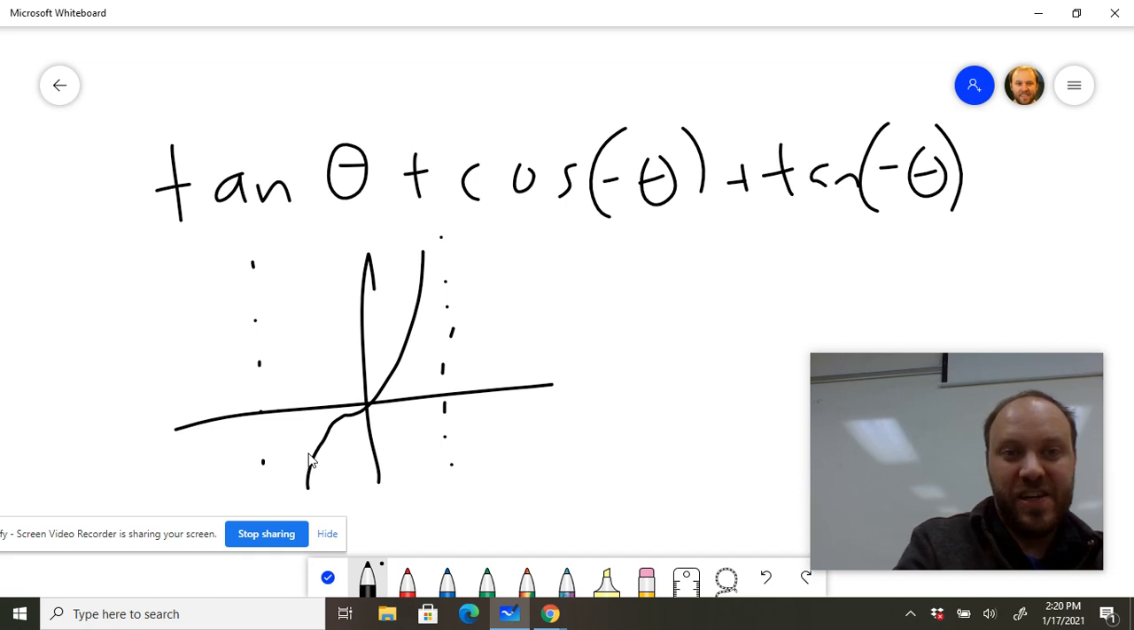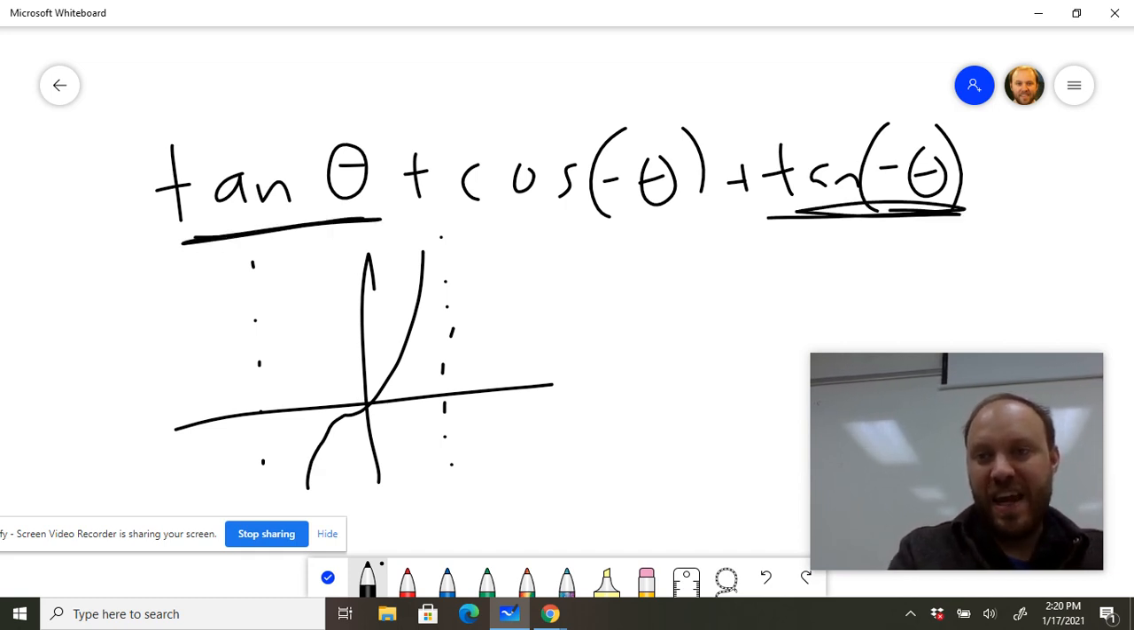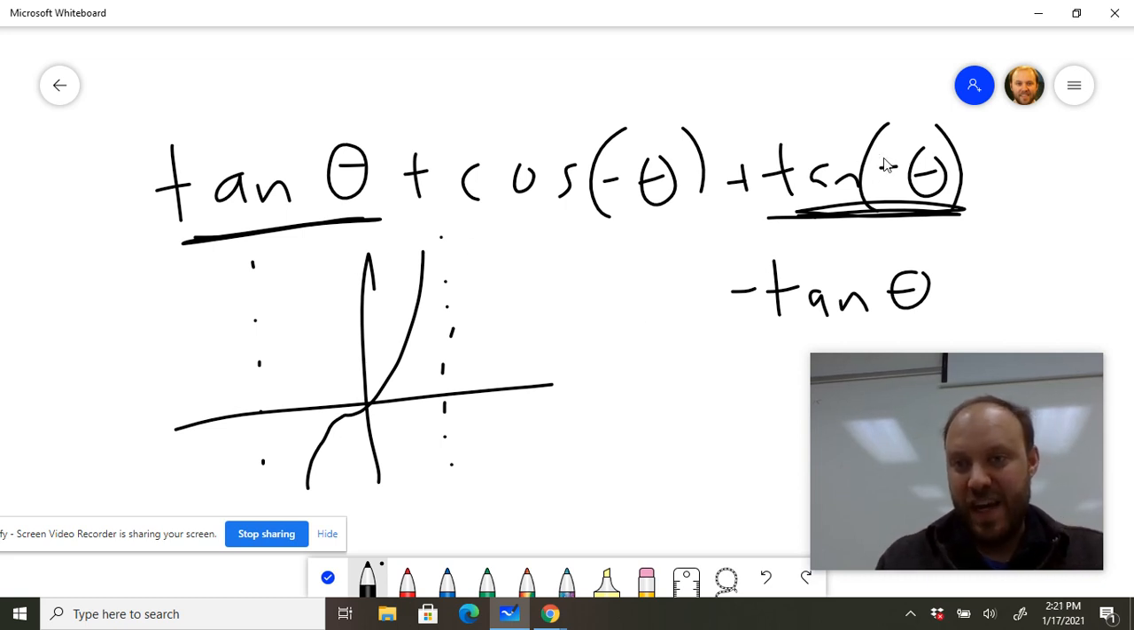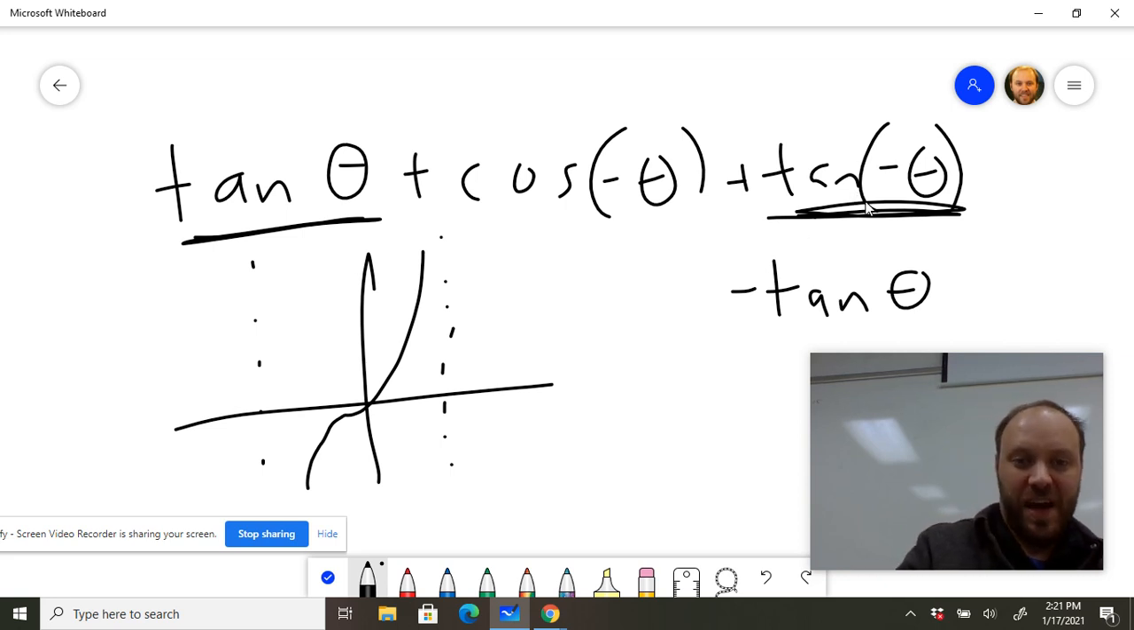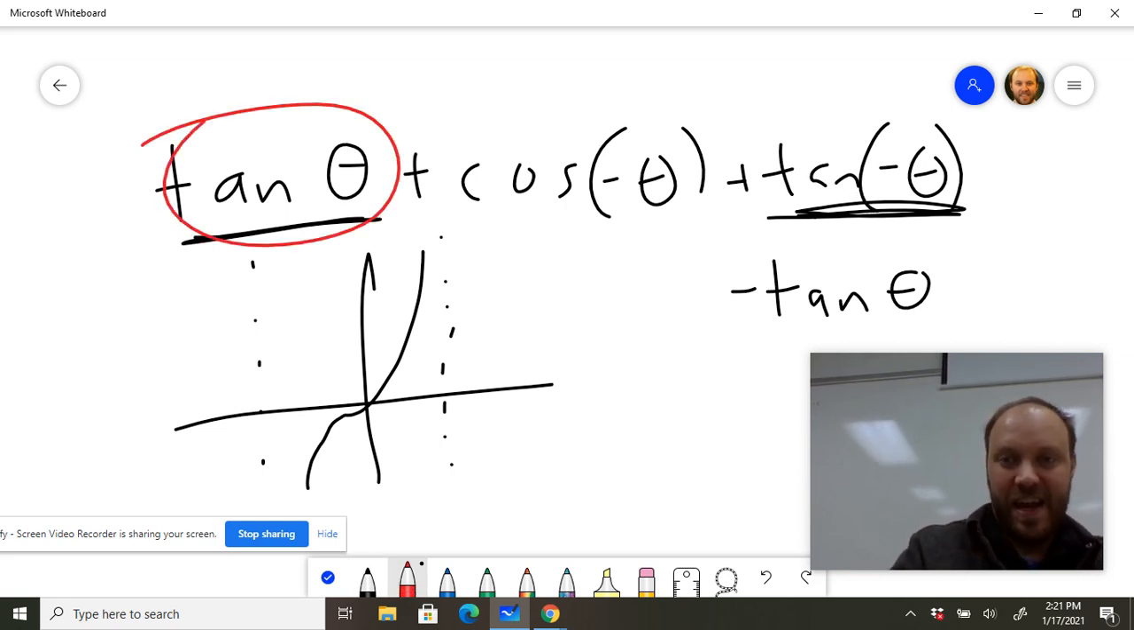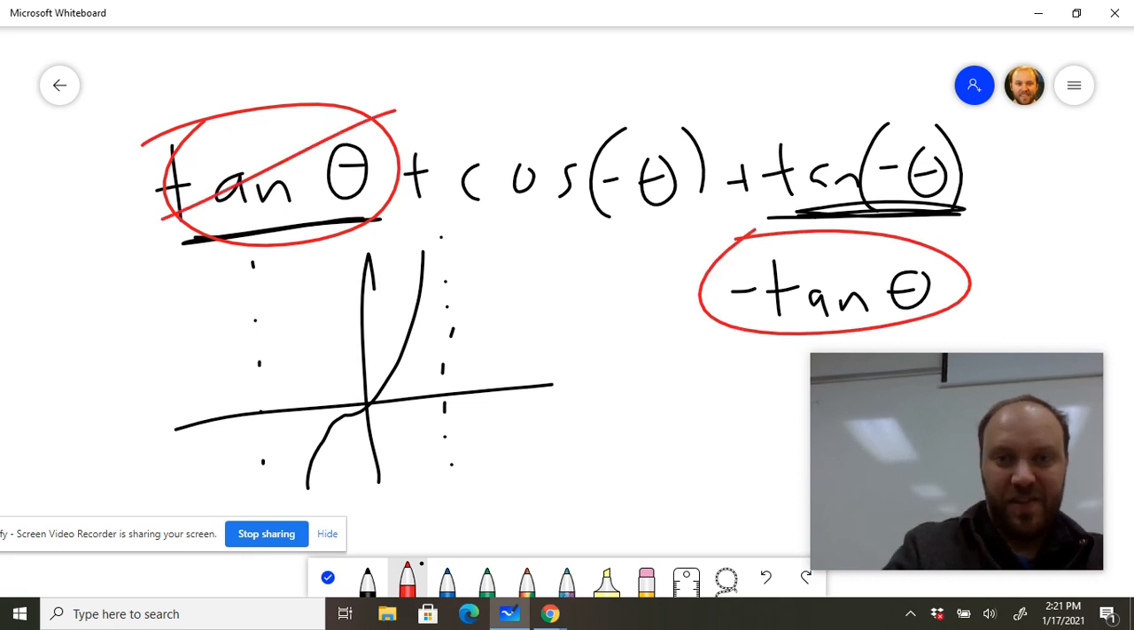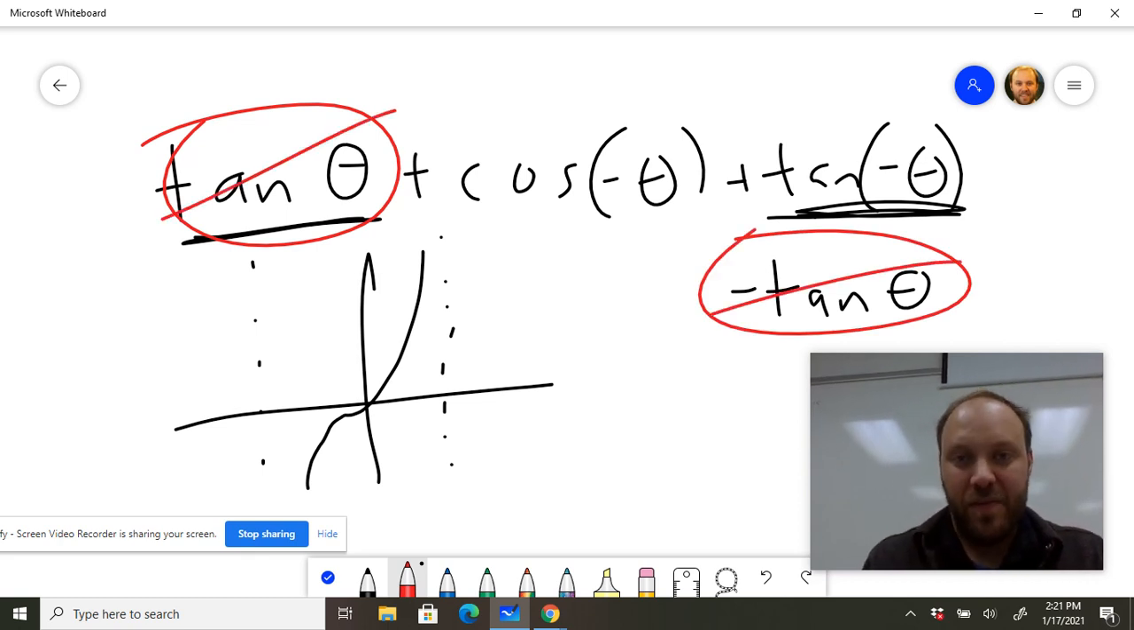Okay, so tangent of negative theta is the same thing as the opposite of the tangent of regular theta. Changing the sign of the input is going to change the sign of the output. So long story short, if I've got a tangent of theta and I have a negative tangent of theta, those two are going to cancel each other out when we add them together.